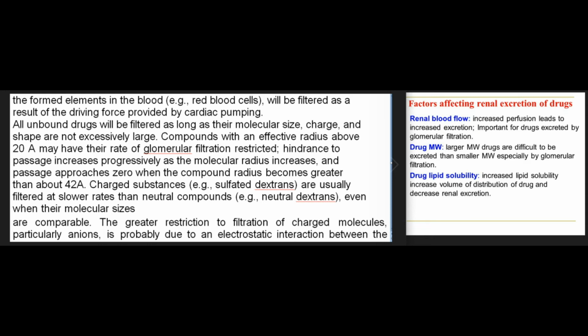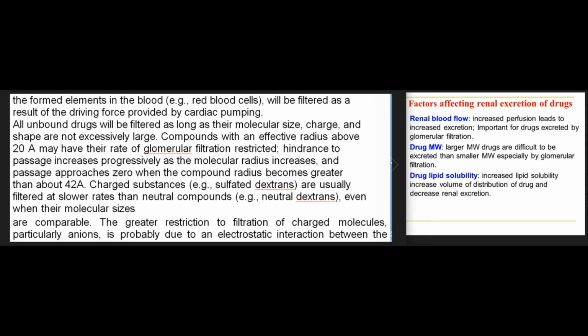All unbound drugs will be filtered as long as their molecular size, charge, and shape are not excessively large. Compounds with an effective radius above 20 A may have their rate of glomerular filtration restricted. Hindrance to passage increases progressively as the molecular radius increases, and passage approaches zero when the compound radius becomes greater than about 42 A. Charged substances, for example sulfated dextrans, are usually filtered at slower rates than neutral compounds, for example neutral dextrans, even when their molecular sizes are comparable.